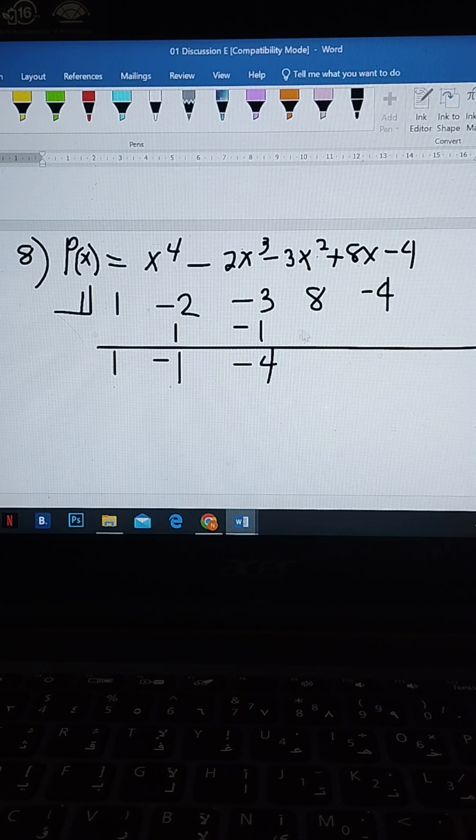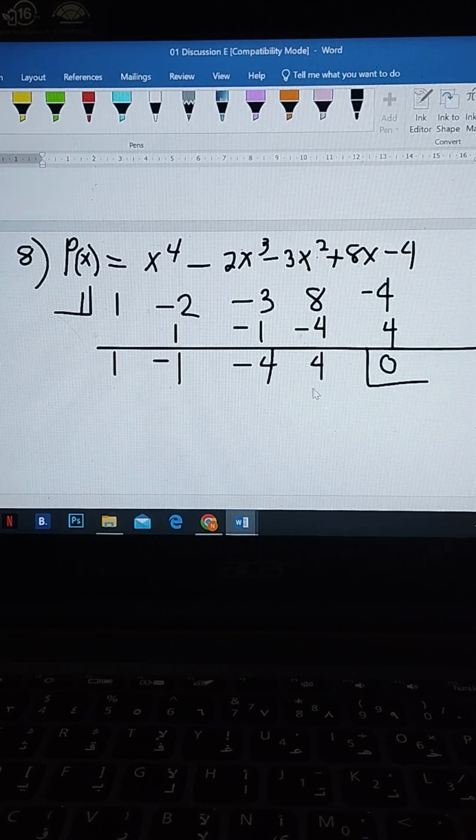Negative 4 times 1 is negative 4. 8 plus negative 4 is 4. 4 times 1 is 4. So 0. Therefore, one of the factors is already x equals 1, or simply x minus 1.